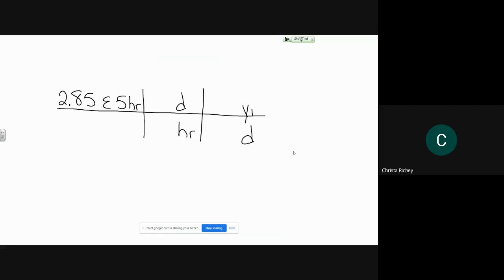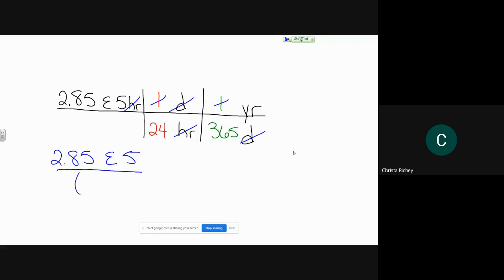Yes. Okay, now we're going to go back and fill in our conversion factors. How many hours are in 1 day? I got this from the front of the paper. How many days are in a year? Days cancel, hours cancel. You do not need to multiply by 1. So what I'm left with is 2.85 times 10 to the 5th, which is E. That's what that means. Divided by, this is where people mess up.